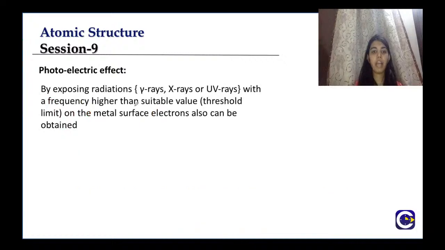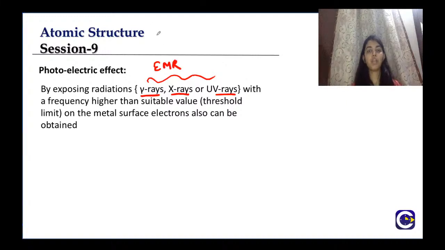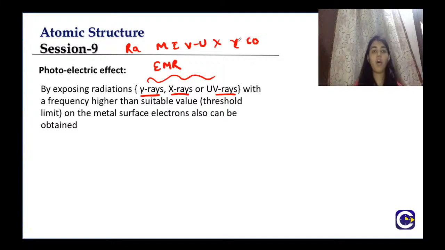Okay. Now, by exposing radiation such as gamma rays, X-rays, UV rays, we have already done this, that these are types of electromagnetic radiations. I told you a mnemonic about it. You can remember it as Rami, Books, Geeko, right? Where radio wave, microwave, infrared wave, UV visible waves, X-rays, gamma rays and cosmic rays, all are electromagnetic radiations. So by exposing these radiations with a frequency higher than the suitable value, that is the threshold limit, which is the new term we need to pay attention to, right?